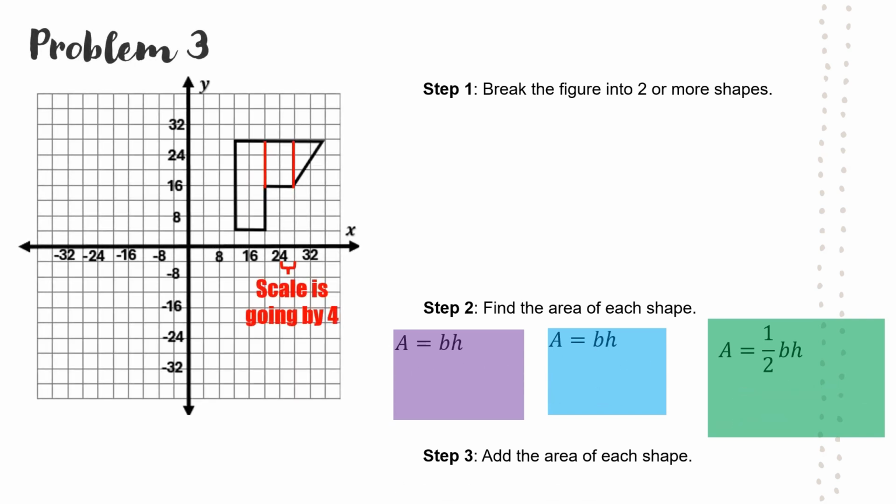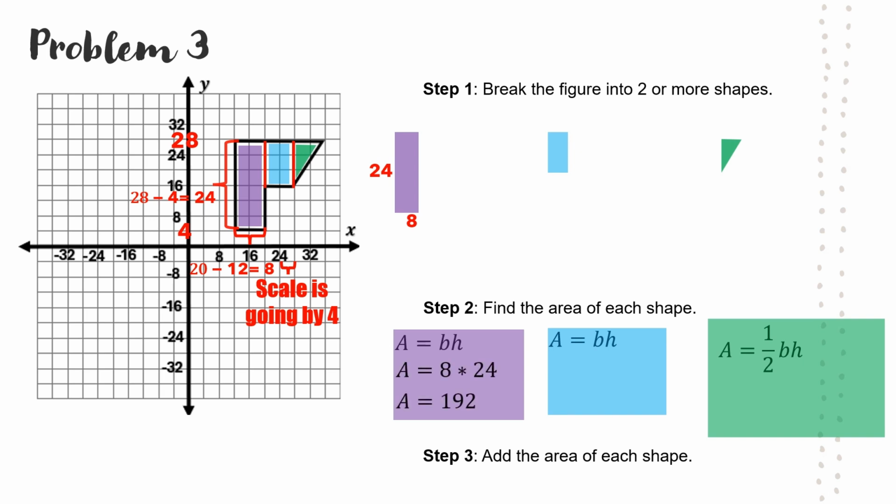For our next problem, the scale is 4, we will start by breaking the composite shape into 2 rectangles and a triangle. After breaking down the composite shape, we will find the height by subtracting the high point from the low point of the big rectangle. This will be 28 and 4, which means that the height of the rectangle is 24. We will then subtract the right point from the left point to find that the length of the base is 8. Now we will multiply the base and height to determine that area of the big rectangle is 192.